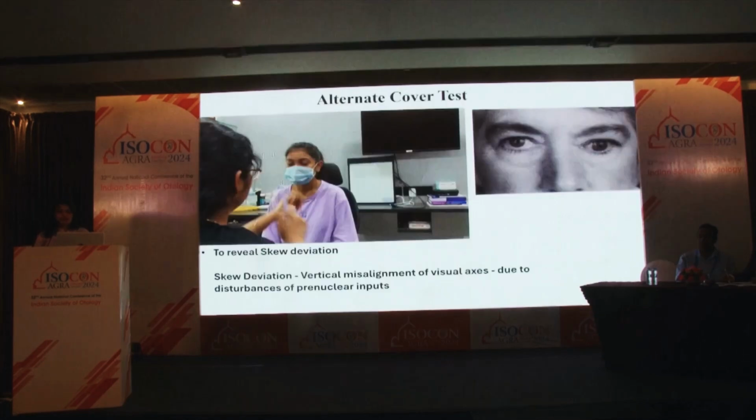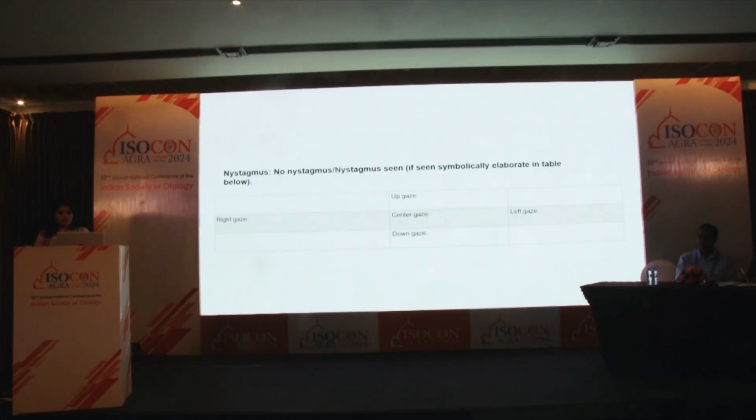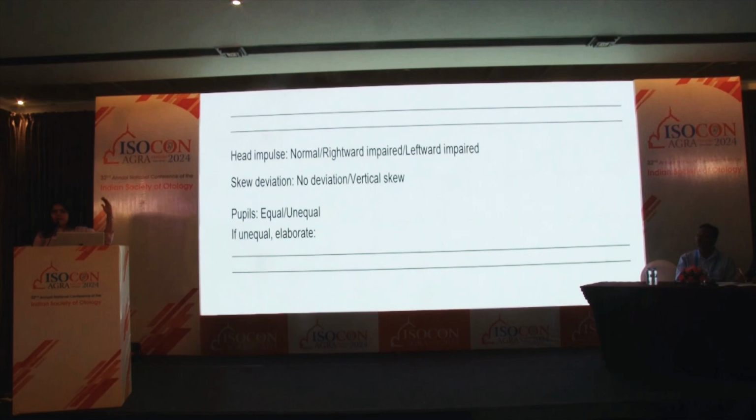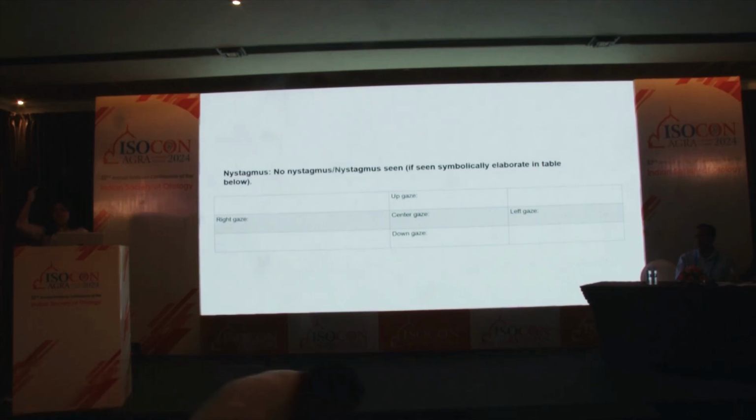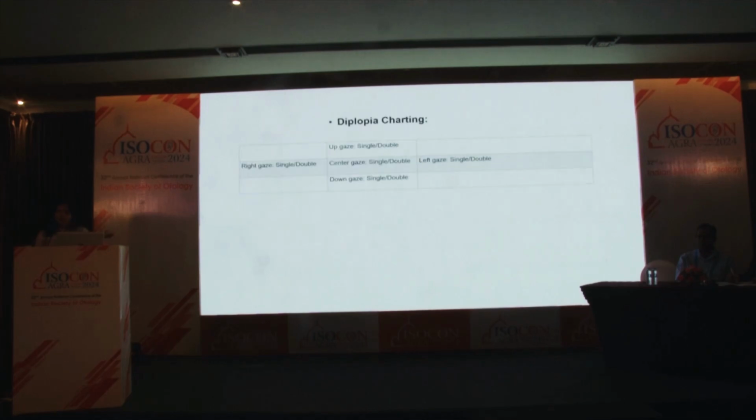Correct? That's how you document. Look for head impulse, skew deviation, pupils, always. The size of the pupils, equal, unequal. Elaborate that. Nystagmus, of course, we know, we look at nystagmus in the right gaze, left gaze, up gaze, down gaze, center gaze. With fixation, without fixation. Diplopia charting.